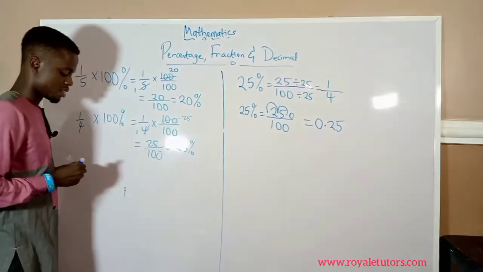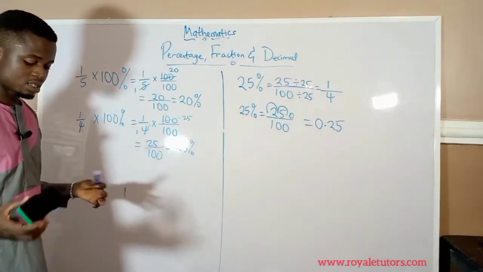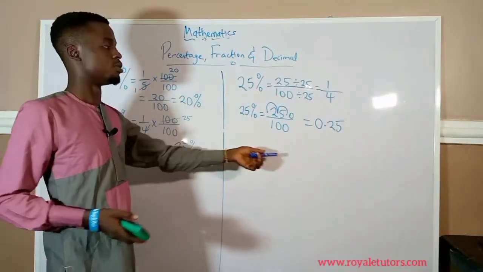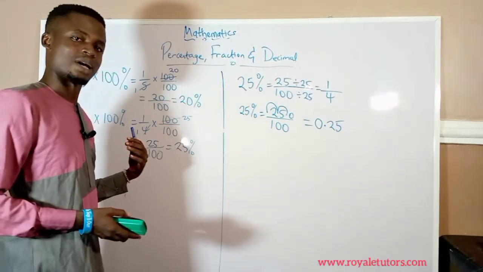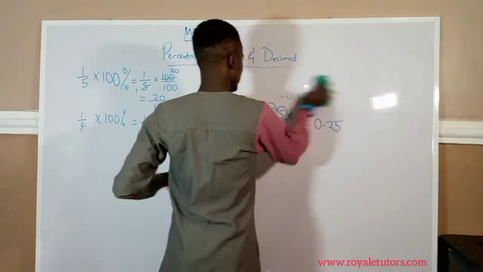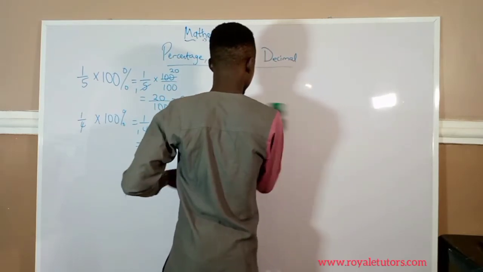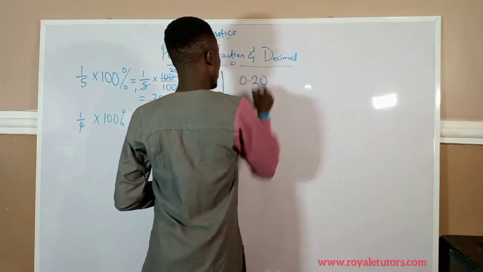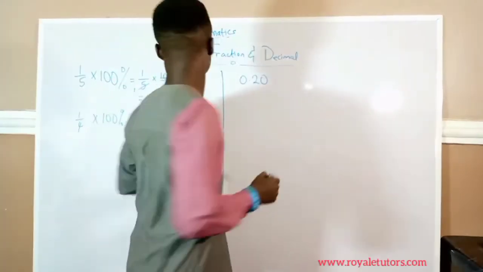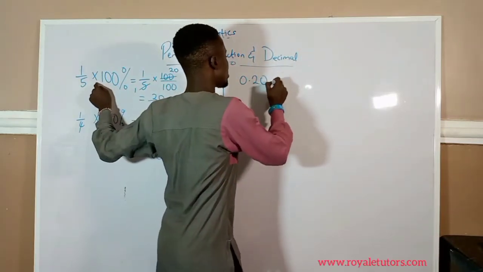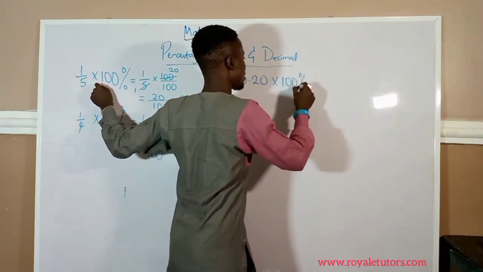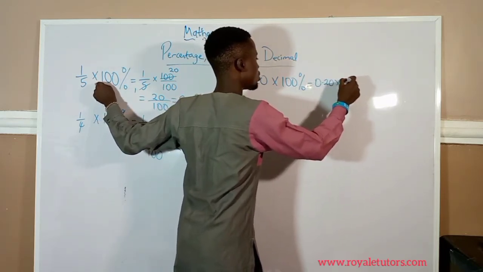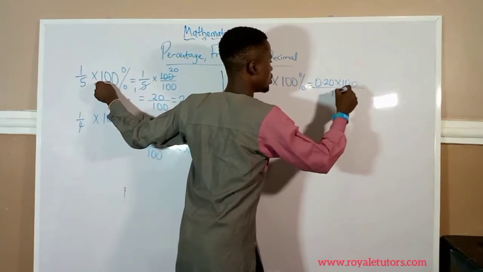What if we are given decimal numbers and then we are asked to change them from decimal numbers to percentage? What do we do? For example, 0.20, we are asked to write it as a percentage. The same thing we did here is what we are going to be doing. We multiply it by 100%. So if we do that, we'll be having 0.20 multiplied by 100 over 100 because it is 100 out of 100.